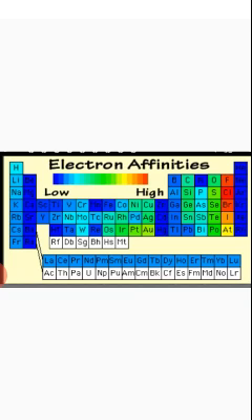Again, as we know, the size of an atom increases down the group. Gain of an electron down the group becomes difficult because the size increases from the nucleus to the outermost shell. The size increases, gain of an electron becomes difficult. So down the group it decreases, and along the period it increases.